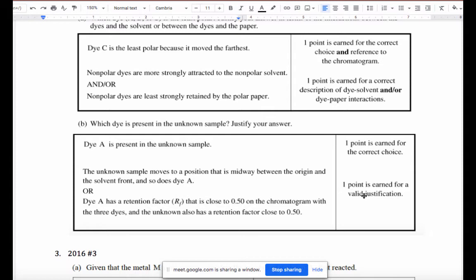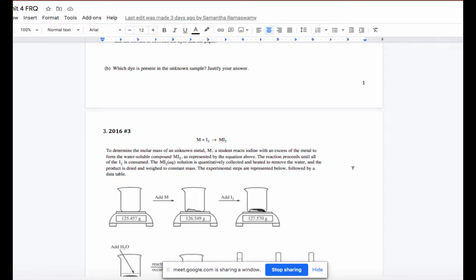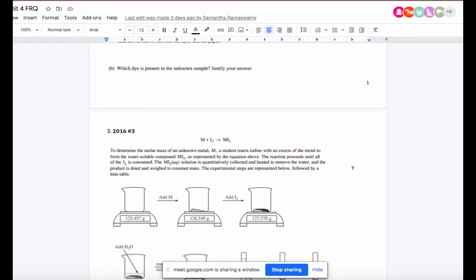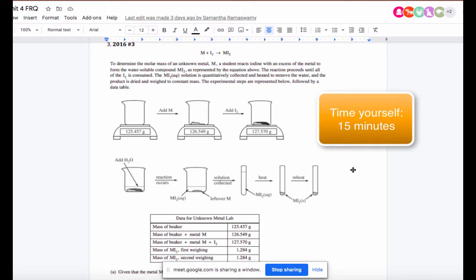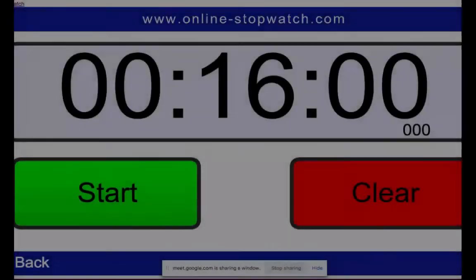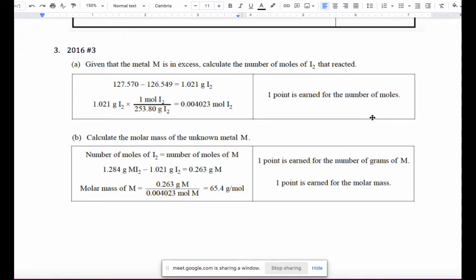So let me see if there's a quick question. Number 3 is a long question. Number 3 is considered a long question from the AP test. Notice how it's 2016. Number 3 looks like this. This is almost the entire long question, and I'm going to give you 15 minutes for this. So we'll go through the answers to number 3.